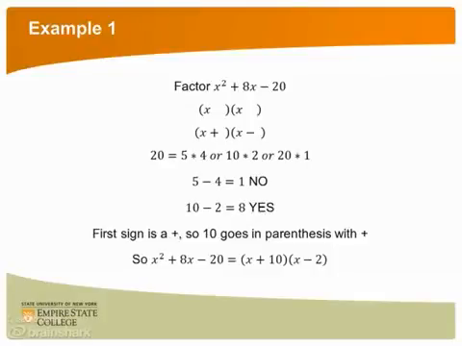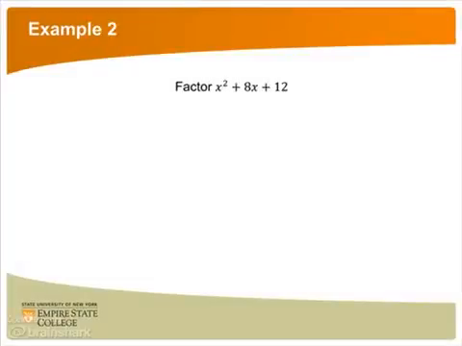So when we factor x squared plus 8x minus 20, we get x plus 10 times x minus 2. Let's look at some more examples. Suppose we wanted to factor x squared plus 8x plus 12.